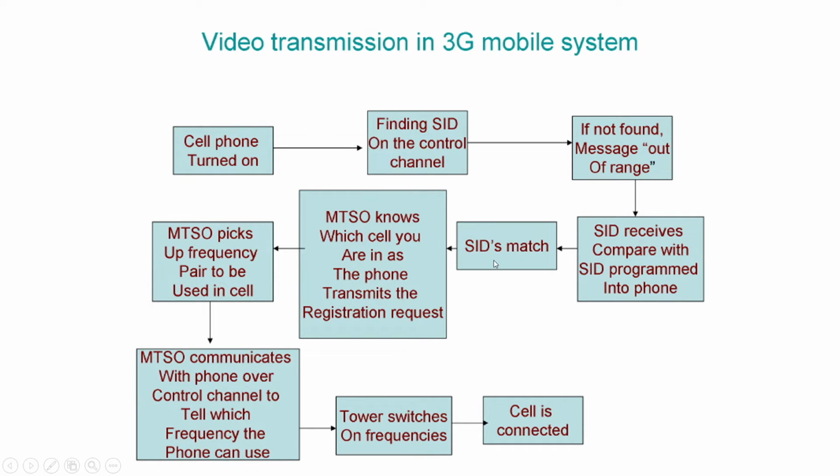If the SID matches, your mobile telephone switching office (MTSO) knows which cell you are in as the phone transmits the registration request. Then MTSO picks a frequency pair to be used in the cell. MTSO communicates with the phone over the control channel to tell which frequency the phone can use. That tower switches on the frequencies, and the cell gets connected. So this is the video transmission in the 3G mobile system.